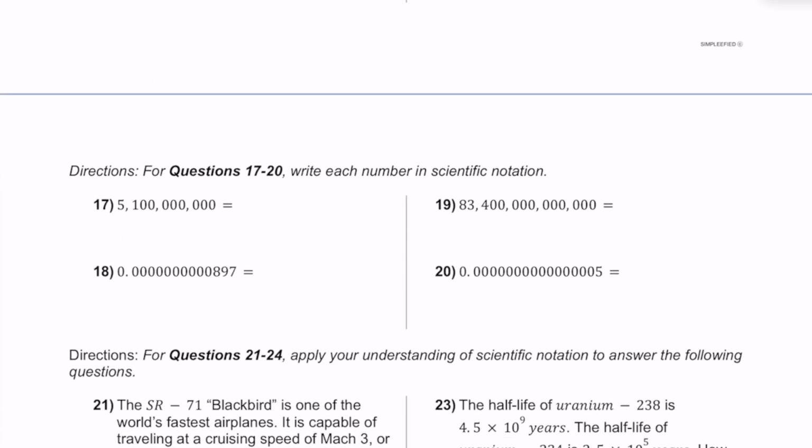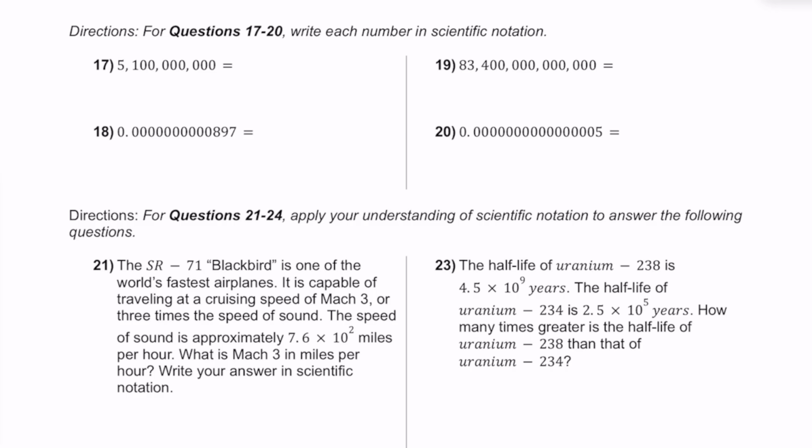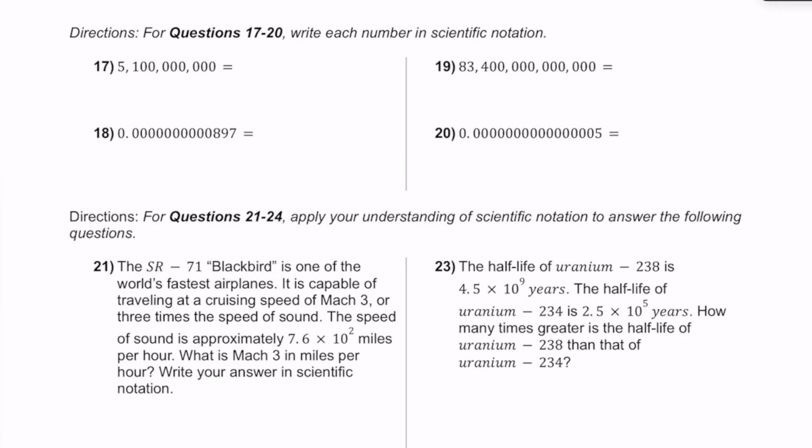And for the last set of problems for this practice session, we're going to be dealing with some scientific notation. All right, so for questions 17 through 20, we're going to write each of these numbers that are in standard notation in scientific notation, or standard form rather. So let's take these really big numbers or really small numbers and write them in scientific notation here.